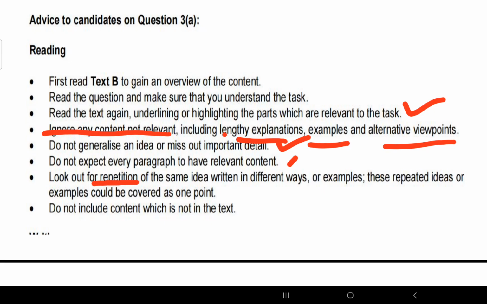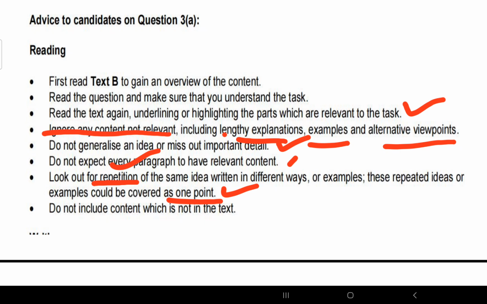First thing that you have to do, you just underline all the arguments that you find against. But sometimes you feel that the second idea or third idea mentioned in paragraph number 1 has been mentioned again in paragraph number 4. So you will look for repetition. You do not have to repeat any of the ideas. So look out for repetition of the same idea written in different ways or examples. These repeated ideas or examples could be covered as one point. Okay, they'll be covered as one point.